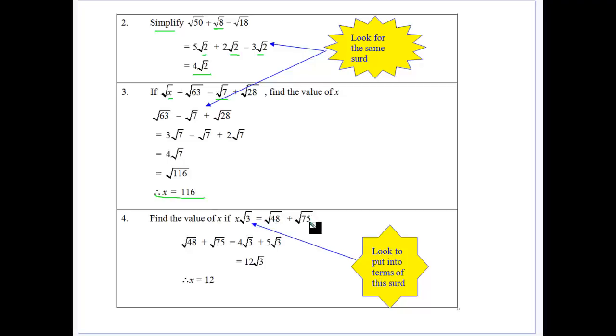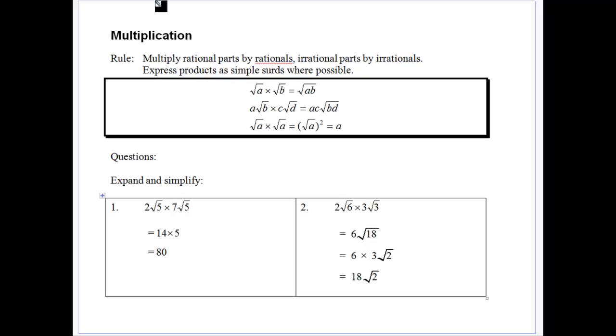Finding the value here again, trying to simplify. There's the key. It's telling me to put it into some number times root 3. So can 3 go into 48 and 75? Well, it can go into 48 16 times. So square root of 16 is 4. And they just happen to work out to be nice perfect squares. 3 goes into 75 25 times. So there's our 5 root 3. And then I'm able to collect and get 12 there.